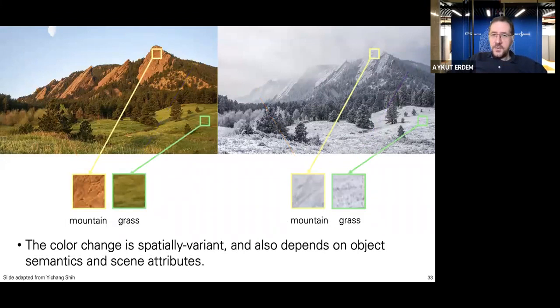Another difficulty is that even if you have different colors in the original input, because of the attributes, because of the things they imply, all these different colors may map to a similar color. For example, suppose this mountain and the grass region and the corresponding change in this winter scene.